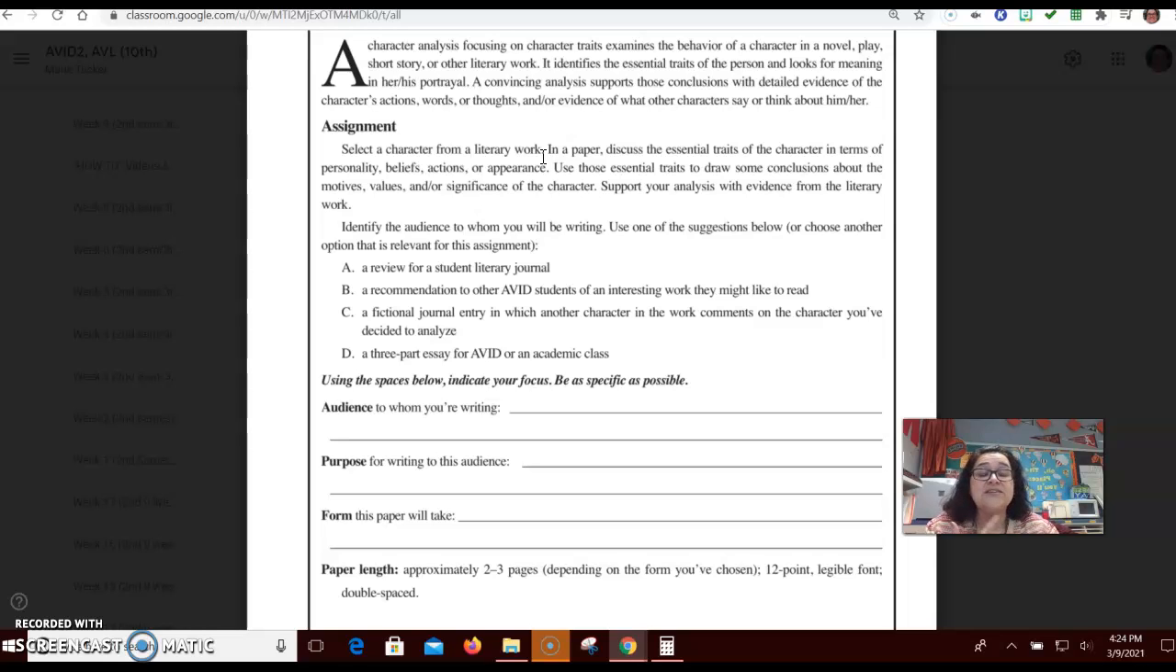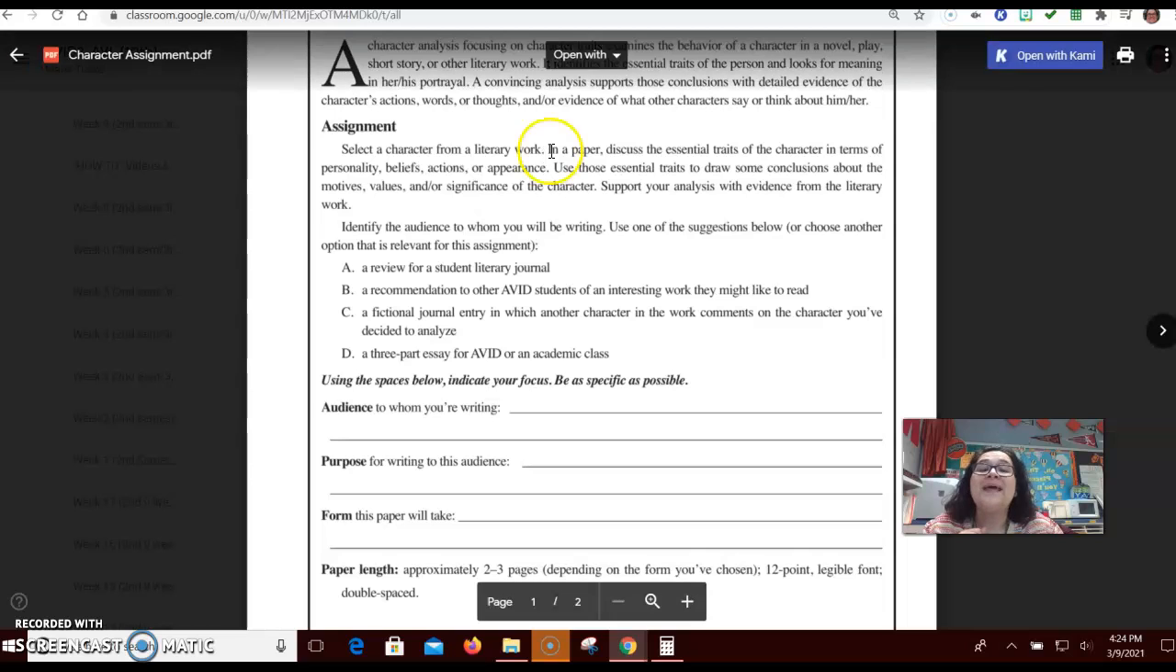I would even suggest if you're reading a specific book in your English class right now, definitely use that because you're already reading it and discussing it. So you can use that as part of this character analysis. So first you select the character from the literary work. In a paper, discuss the essential traits of the character.